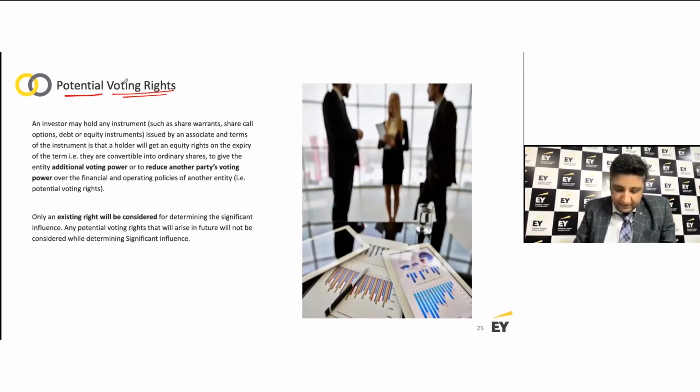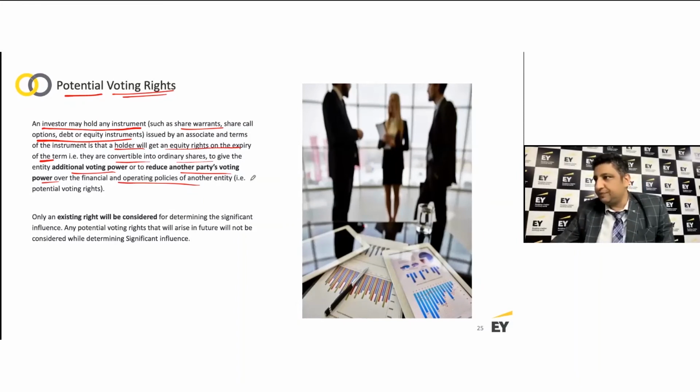So here we are trying to say that an investor may hold any instrument, for example, a share warrant or a call option or a debt or equity instrument issued by the associate. And the terms are suggesting that the holder will get an equity right on the expiry. For example, there could be instruments convertible into ordinary shares, which would give additional voting powers or may reduce somebody else's voting power over the financial and operating policies of another entity. That's something which is a common attribute you would see in case of some instruments which have a potential to become shares in the future.